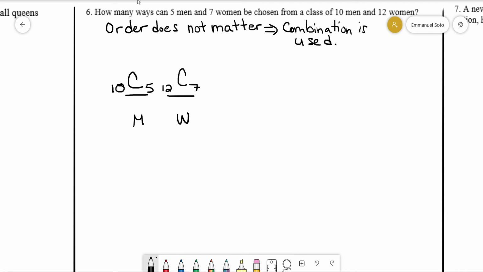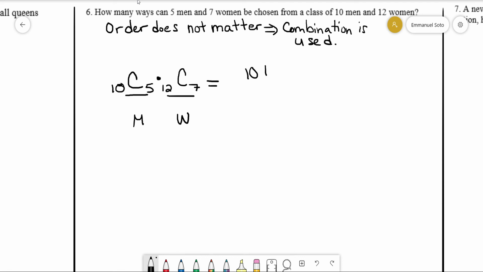So by the fundamental theorem of counting, or fundamental counting principle, if we have 2 different ways of doing stuff, we multiply the 2 ways together to get the total. So that gives us 10 combination 5 times 12 combination 7. You can do this on the calculator, but I'm going to show you the calculation.